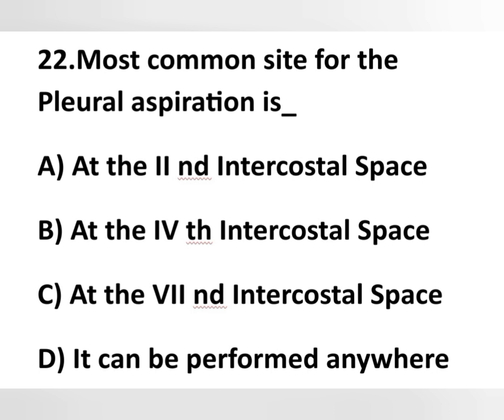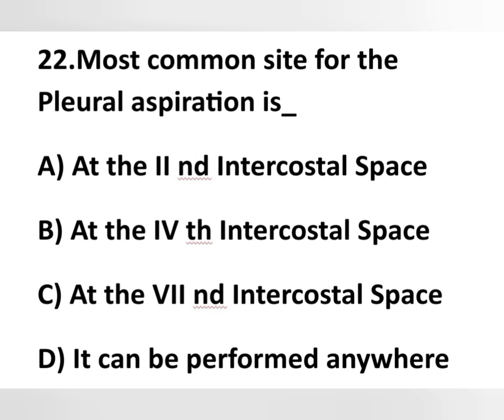Next question, question number 22. The most common site for pleural aspiration is: option A, at the second intercostal space; option B, at the fourth intercostal space; option C, at the seventh intercostal space; option D, it can be performed anywhere.